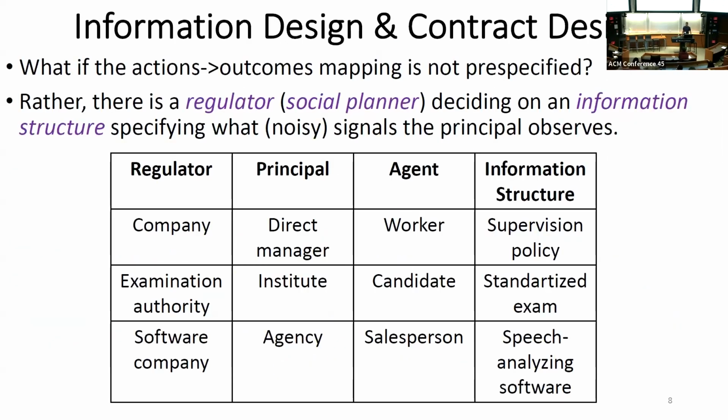So what's new in our setting? What would happen if, rather than studying a pre-specified mapping of the actions to outcomes, we would introduce a third player, a regulator, or a social planner that would decide on some information structure that maps actions to outcomes in some noisy way. But the regulator has complete freedom when choosing this mapping of the actions to the outcomes.